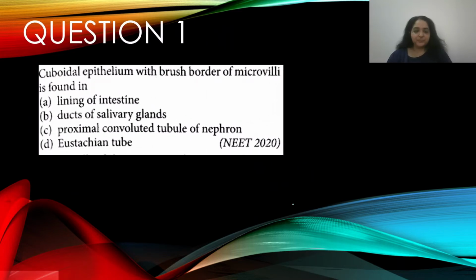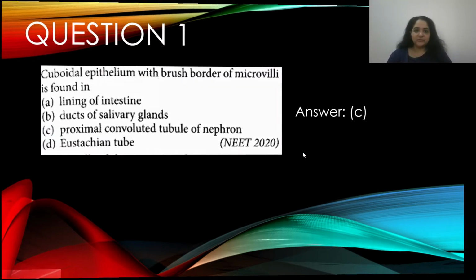Question number 1. Cuboidal epithelium with brush border of microvilli is found in, this appeared in NEET 2020, pretty recent. A. Lining of intestine. B. Ducts of salivary glands. C. Proximal convoluted tubule of nephron. And D. Eustachian tube. Okay, so brush border cuboidal epithelium is found in proximal convoluted tubule of nephron. Okay, so the correct answer is C. Okay, let's go to the discussion.